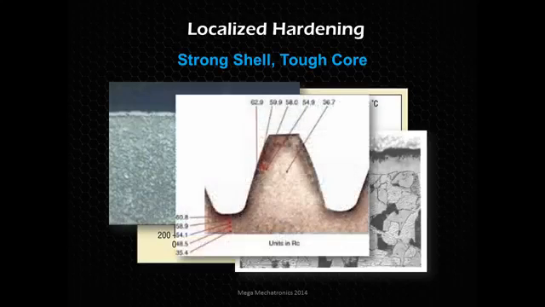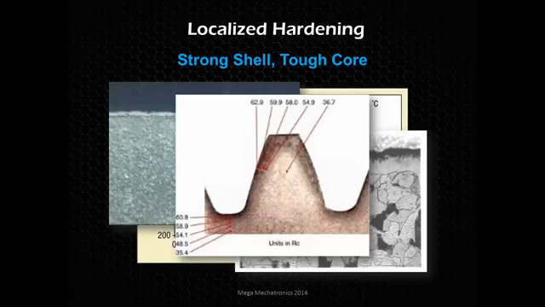Here's a cutout of a gear. And this is definitely advantageous for gears, because you need a nice hard wearing surface, but you don't want those gear teeth to fracture off, so you need really tough. And these go through a lot of cycles, so there's a lot of fatigue that the gear teeth are seeing. So you need that tough core.